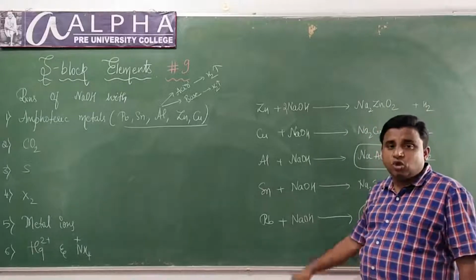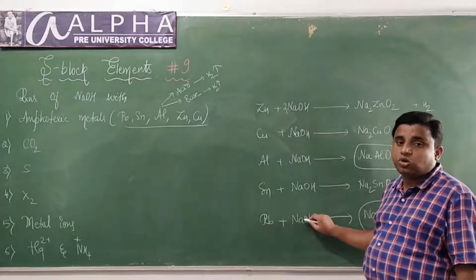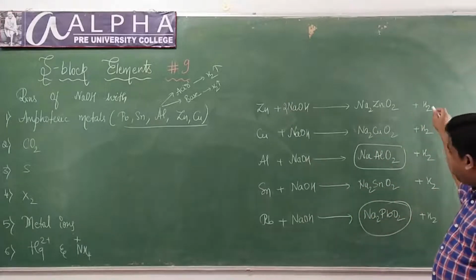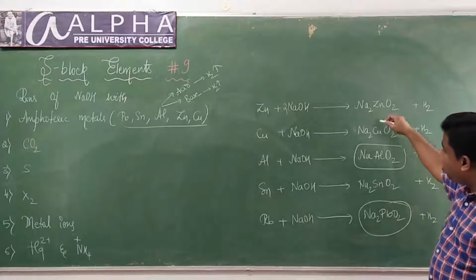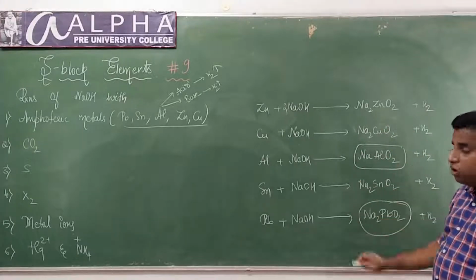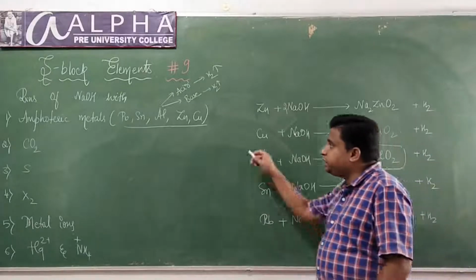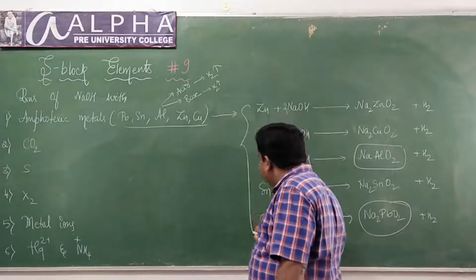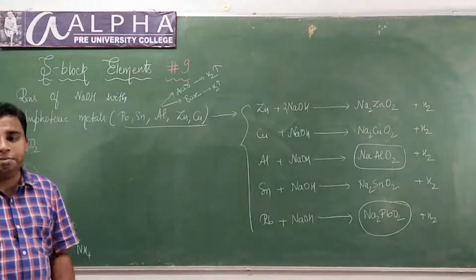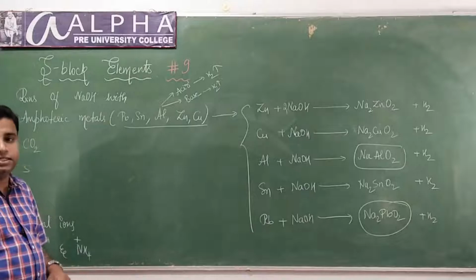So when these amphoteric metals react with a strong base like sodium hydroxide, no doubt they liberate hydrogen gas. Along with the liberation of hydrogen gas, they form peculiar compounds like sodium zincate, sodium cuprate, sodium aluminate, sodium stannite, and sodium plumbite. Any doubts? That is about the first reaction of sodium hydroxide with amphoteric metals. Clear? So please pause the video and note down these reactions.